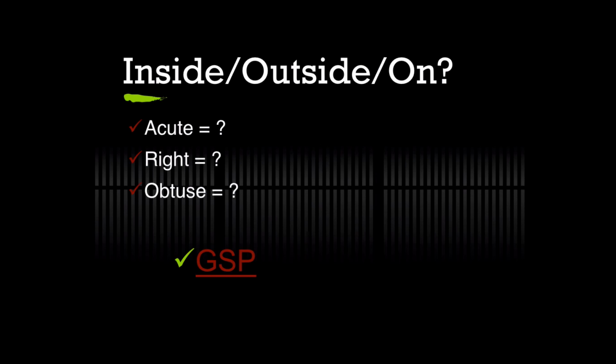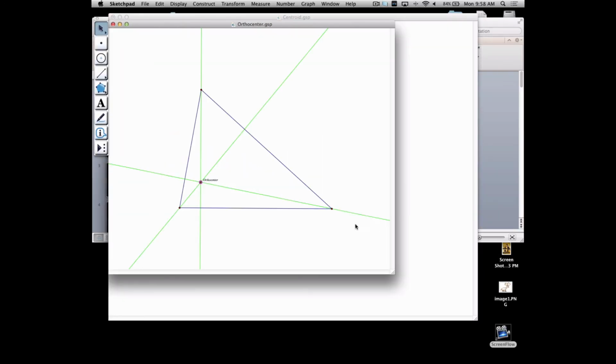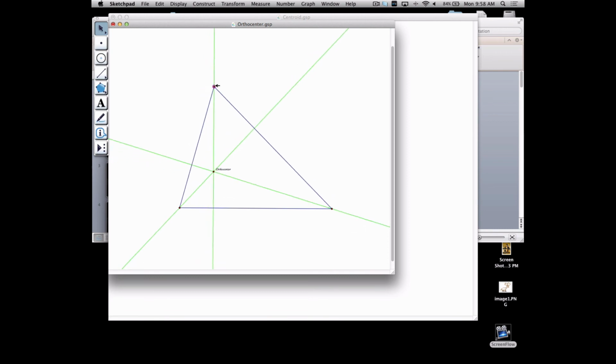Okay, right triangle, where's the orthocenter going to be? On the hypotenuse, inside, outside. Inside. So what was that again? GSP. Okay, there's the orthocenter, there's the acute triangle that you all see, right? Okay, good. So it stays inside.